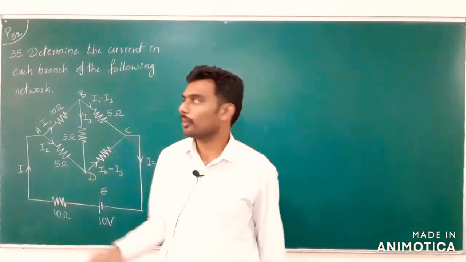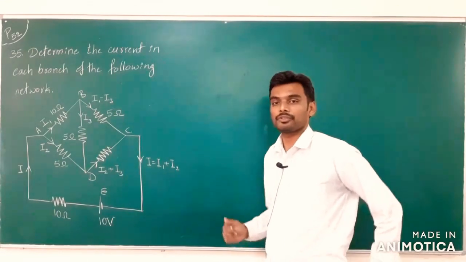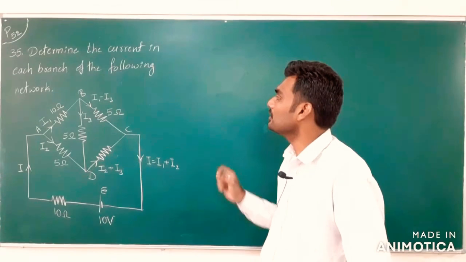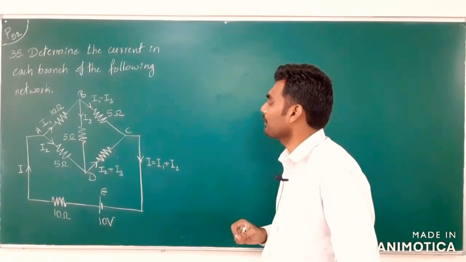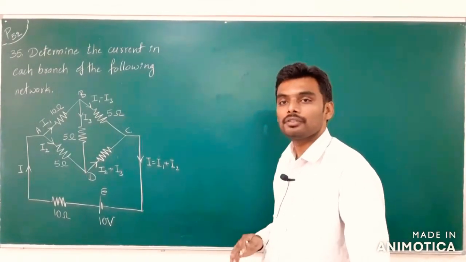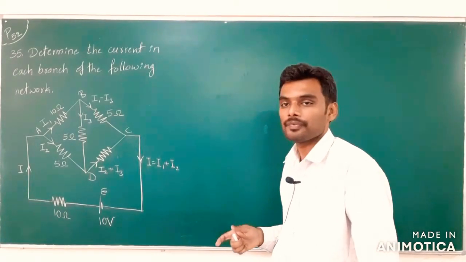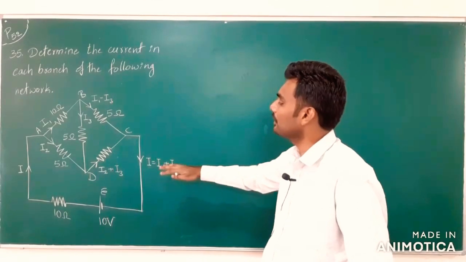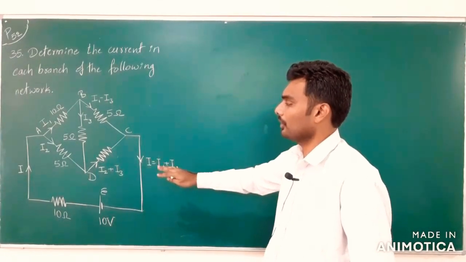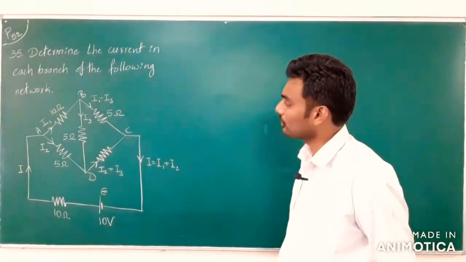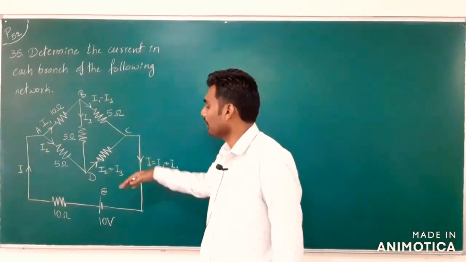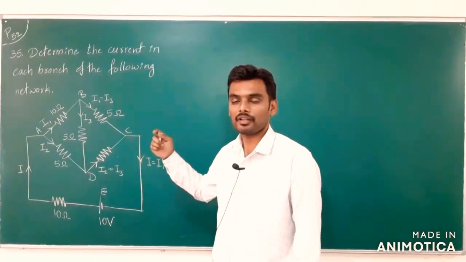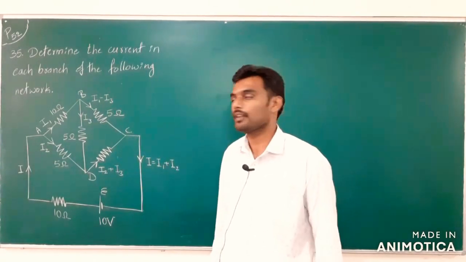Right. The next question, 35th, is as follows. Determine the current in each branch of the following network. The network will be given to you with the question itself, and whatever names they have mentioned, we need to keep them the same and solve. We don't need to bother about the directions of current and what current I should take, I1, I2, I3. All of them are given in the question itself.